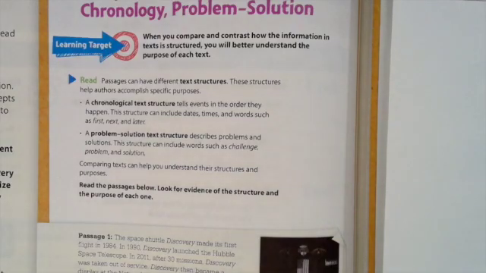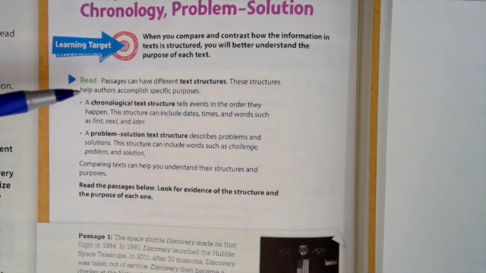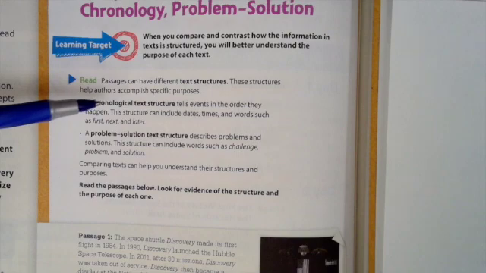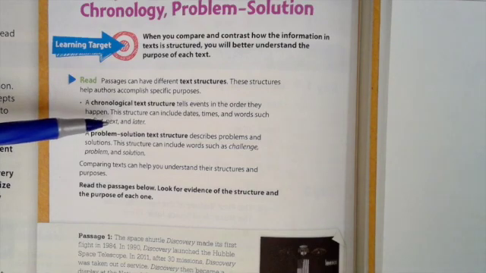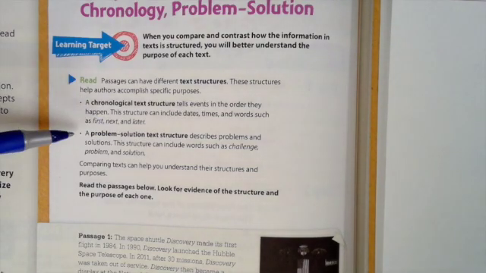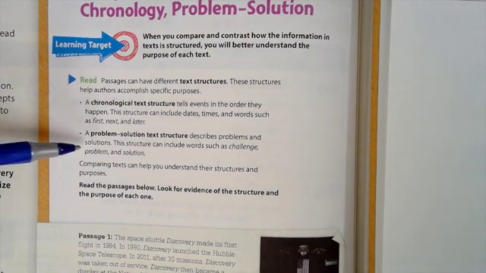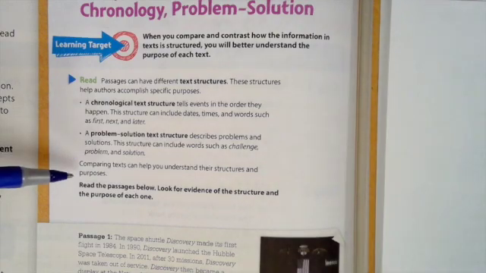So we're going to do some reading workbook pages together on chronological order and problem and solution. It says a chronological text structure tells events in the order they happen. The structure can include dates, times, and words such as first, next, and later. A problem solution text structure describes problems and solutions. This structure can include words such as challenge, problem, and solution. Comparing text structures can help you understand the structures and their purposes.